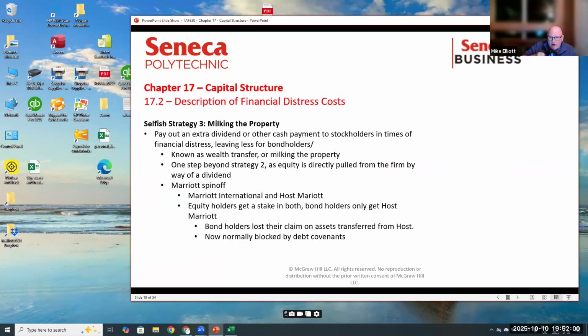And then we have something called milking the property. Milking the property is kind of what it sounds like. How can I get value out of this company without putting more value into this company? We're going to pay out extra dividends, cash payments to stockholders. If we're in a time of distress, and I know I'm not going to get any of it back anyway, can I talk you into giving me a dividend? It happens. It's known as a wealth transfer. It's known as milking the property. Keep your stockholders happy.